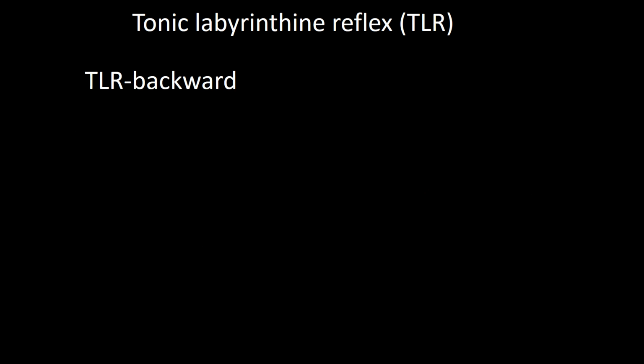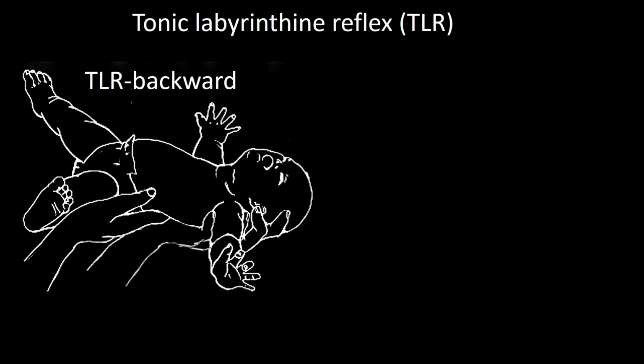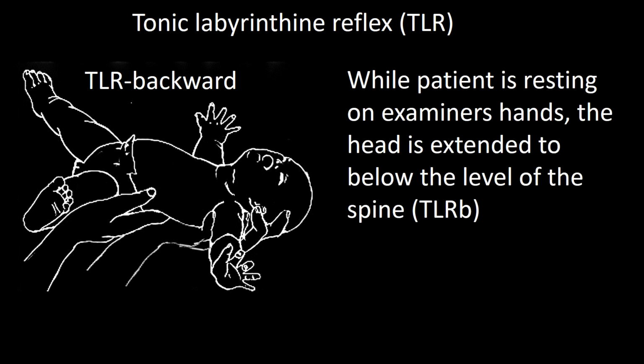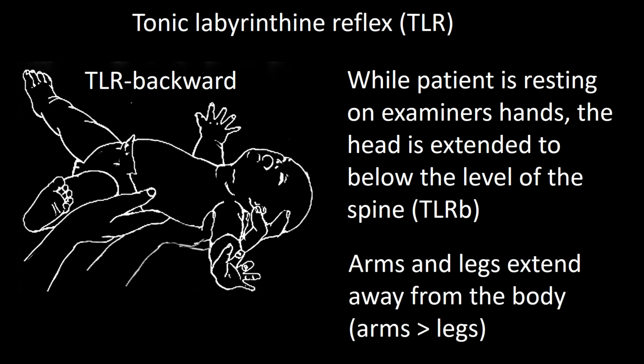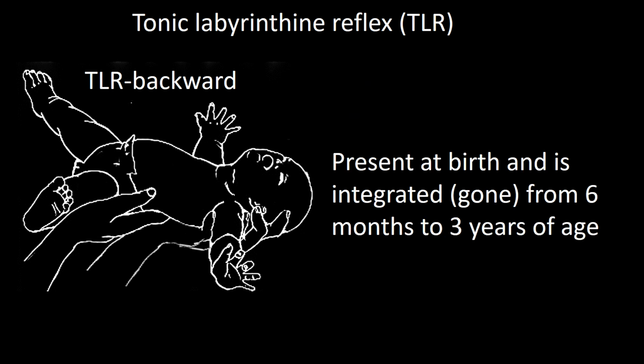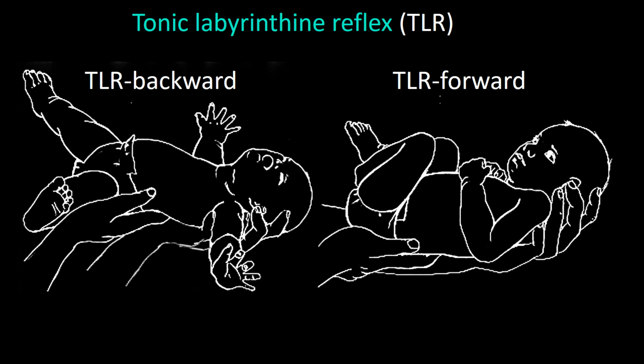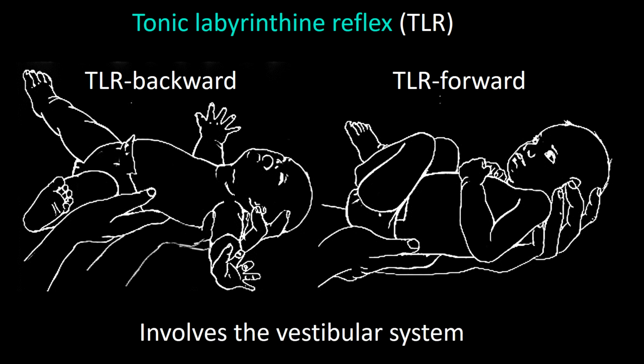The second maneuver of this reflex is referred to as the TLR back. This reflex is elicited by extending the head to below the level of the spine while the patient is resting on the examiner's hand. The elicited actions consist of arm and leg extension away from the body. This reflex is present at birth and is integrated from 6 months to 3 years of age. As reflected by its name, experiments in animals have implicated the vestibular system as the triggering structure.